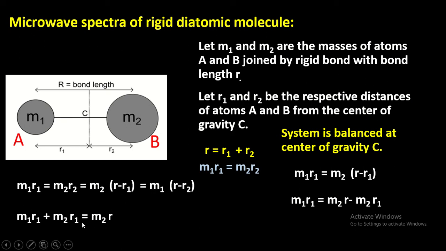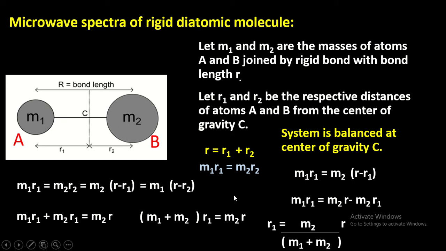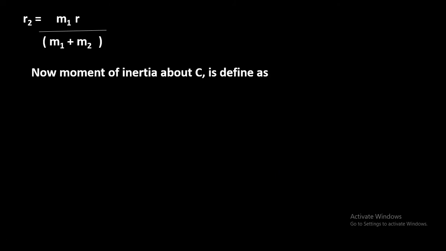R1 is common out of the bracket. Therefore, in the bracket the remaining terms are M1 plus M2, into R1 equals M2 R. Therefore, R1 equals M2 upon M1 plus M2, into R. Similarly, we can calculate R2, which equals M1 R upon M1 plus M2.